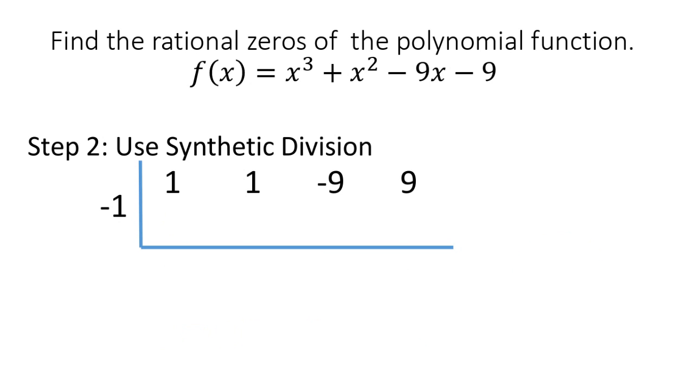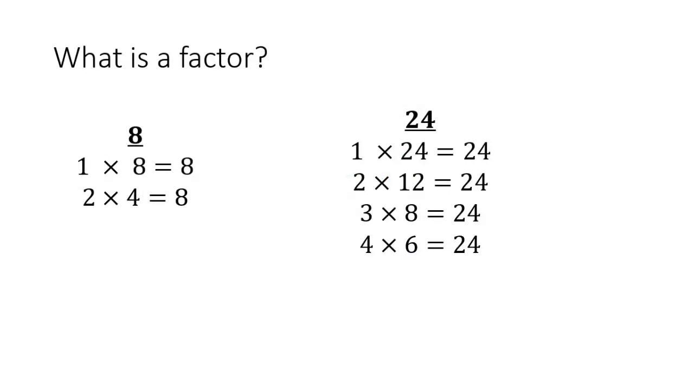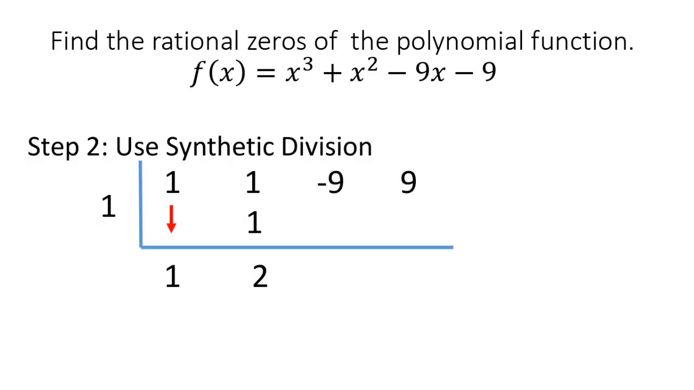Okay, and so here, let me just make sure that I have the right numbers. So let's try -1. So I bring down the 1. So I get 1 times -1 is -1. And 1 plus -1 is 0. -1 times 0 is going to be 0. And -9 plus 0 is -9. -9 times -1 is going to be a positive what?